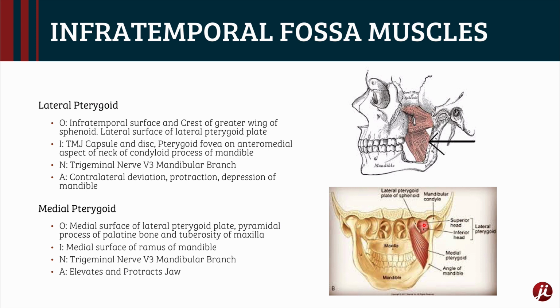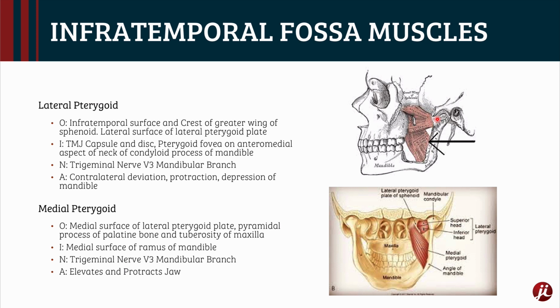So we discussed that lateral pterygoid plate. It has a lateral surface and a medial surface. Lateral surface is where the lateral pterygoid originates from. The medial surface is where the medial pterygoid originates from. The lateral pterygoid is going to insert into the TMJ capsule and disc here, and that pterygoid fovea that we mentioned when we were going over the bony landmarks.